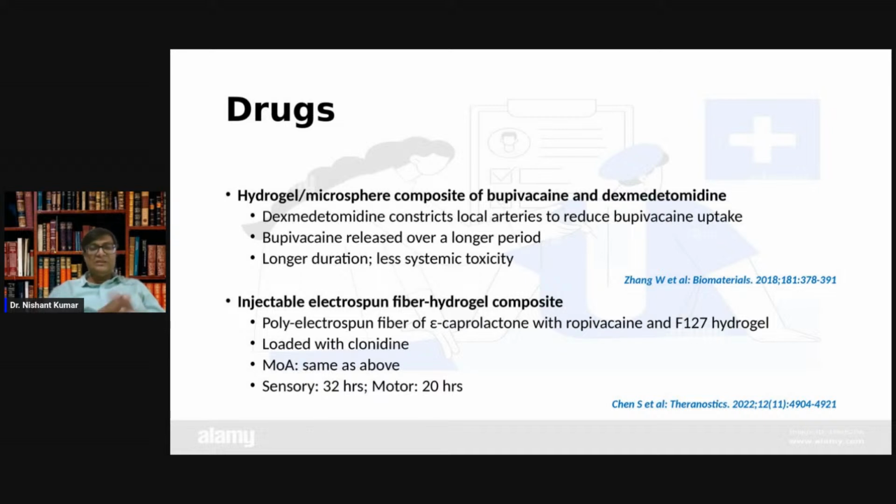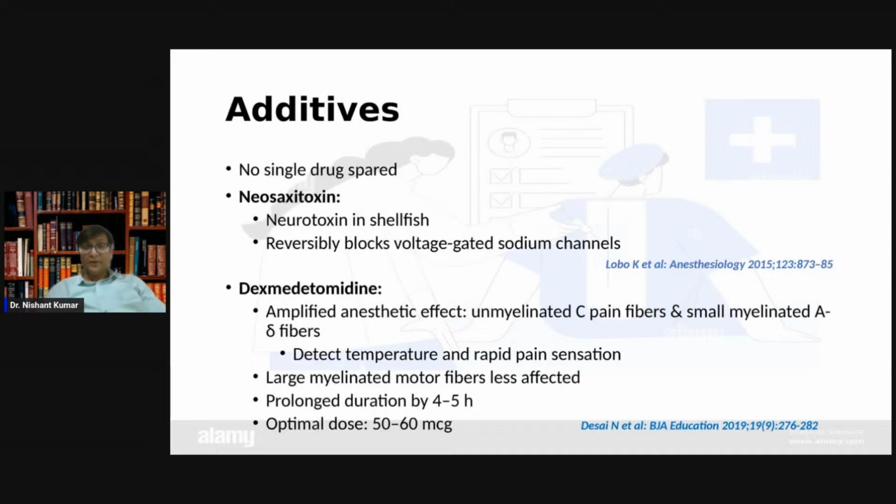And then we have the injectable electrospun fiber hydrogel composite. This is caprolactone with ropivacaine and F127 hydrogel. Again, the hydrogel is loaded with clonidine. So same mechanism. Here we have ropivacaine and clonidine, sensory up to 32 hours, motor up to 20 hours. Again, in phase 3.